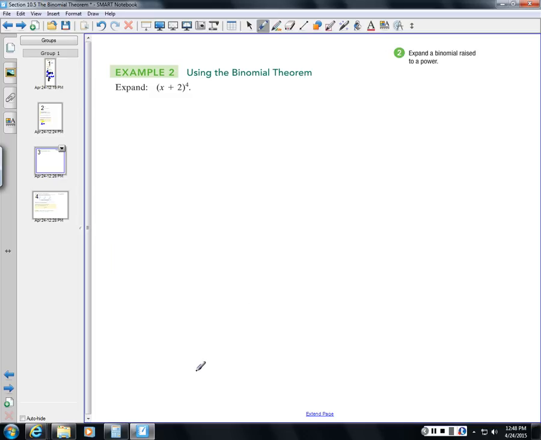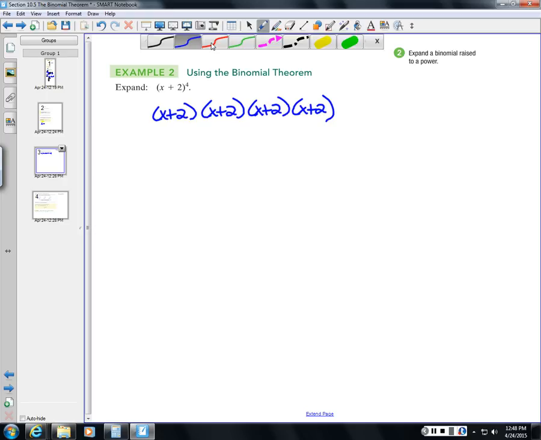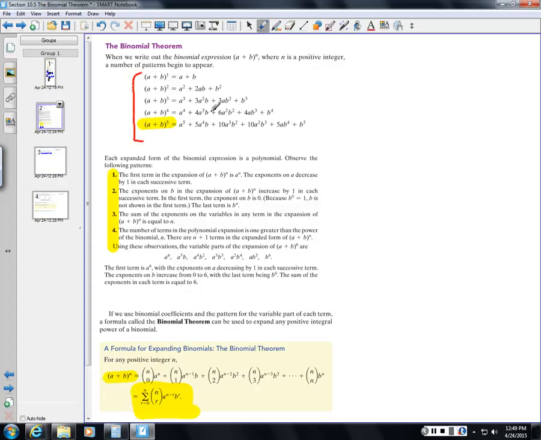Now, one way to expand this is to say, well, this is x plus 2 times x plus 2, 4 times. And you could FOIL that out, and then FOIL it out again. That is one option you have, but that's not necessarily the best option. There are actually 3 ways technically you can do this. You can do it that way and just FOIL everything out. Or, back over here, I showed you the formulas for the first 5. So you can use the formula. In this one we're in a to the 4th.